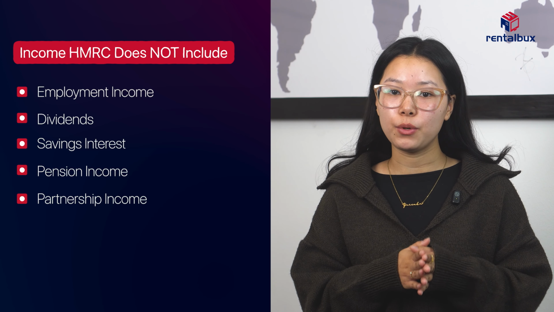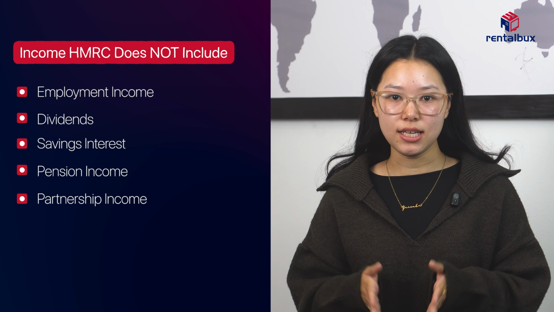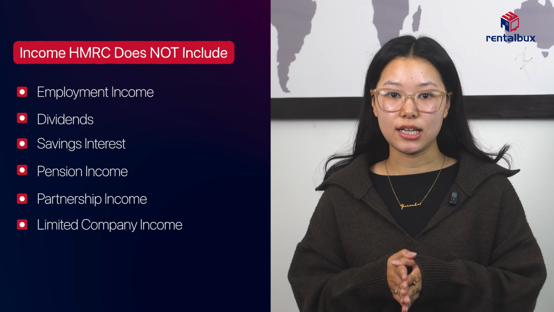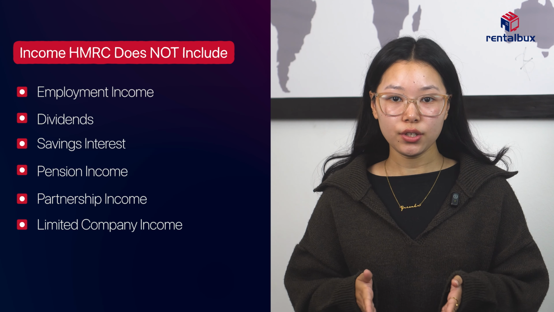Partnership income, income from a business partnership, does not currently count. MTD for partnerships is being introduced separately at a later date. Limited company income. If you own a limited company that generates rental income or business income, that income sits within the company and does not count towards your personal qualifying income. So, if you have a salary of £40,000 from an employer, plus £25,000 in rental income, your qualifying income is just £25,000, not £65,000. Only the rental income counts. This is a really important distinction because people with mixed income sources often overestimate where they sit.